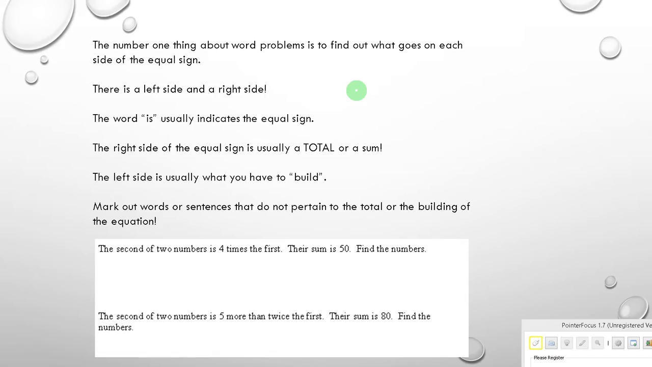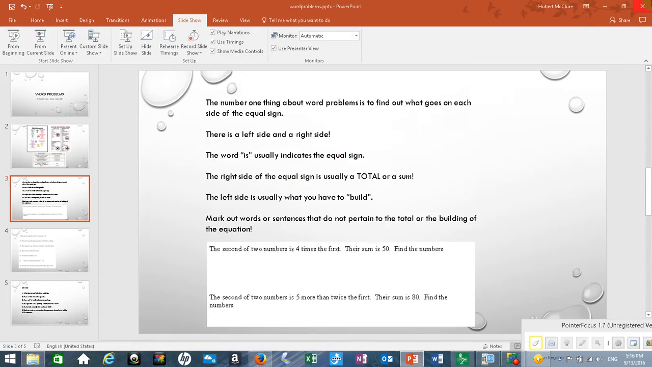So I'm going to write this down on my paper. The second of two numbers is 4 times the first. Their sum is 50.